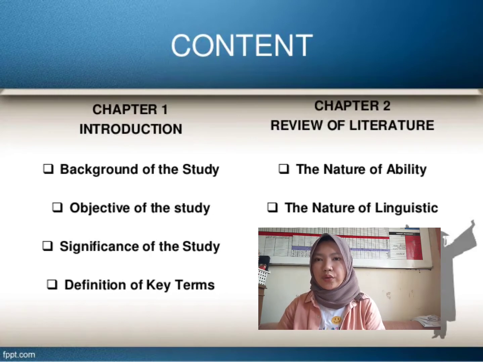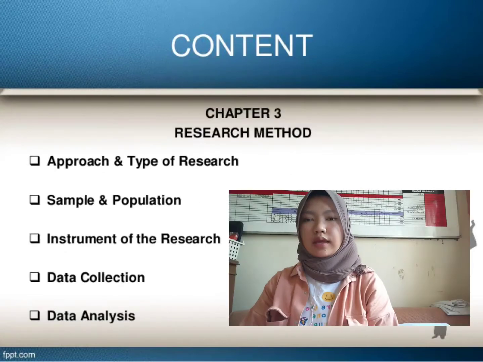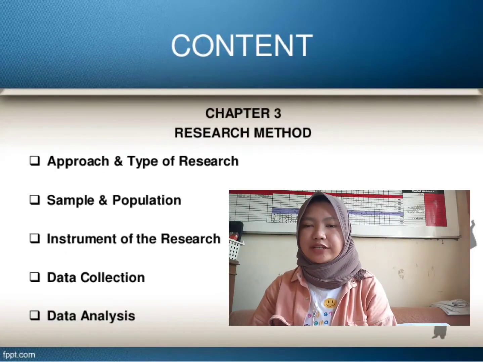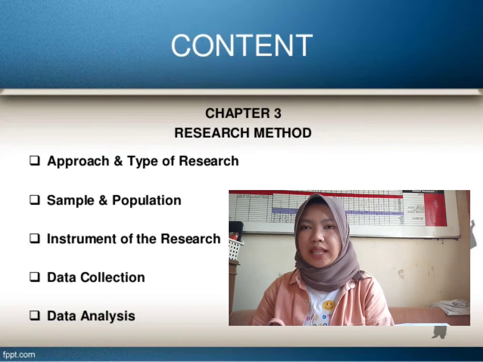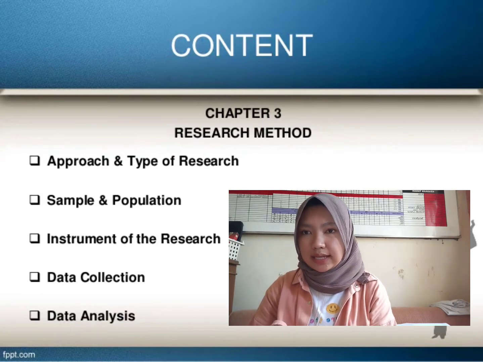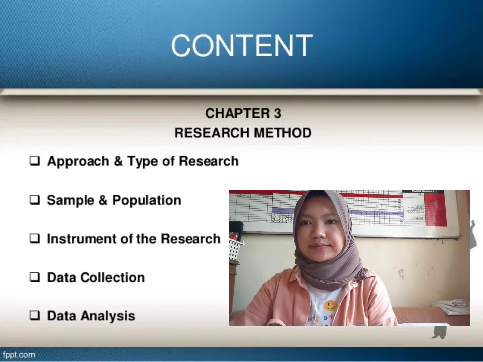In chapter 2, we have review of literature. There are the nature of ability and the nature of linguistic. In chapter 3, we have research method. There are approach and type of research, sample and population, instrument of research, data collection, and data analysis.